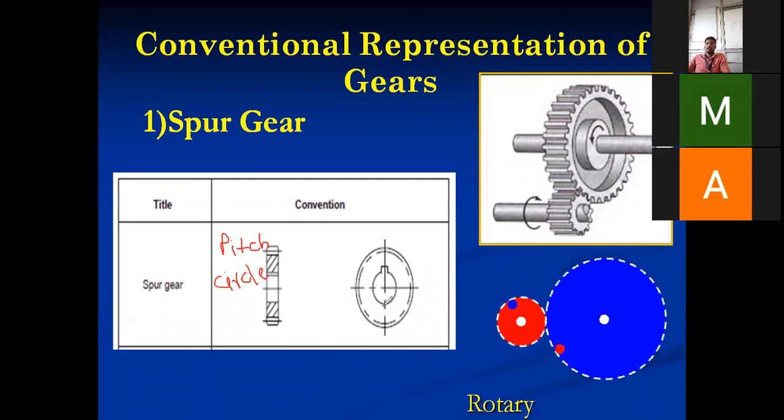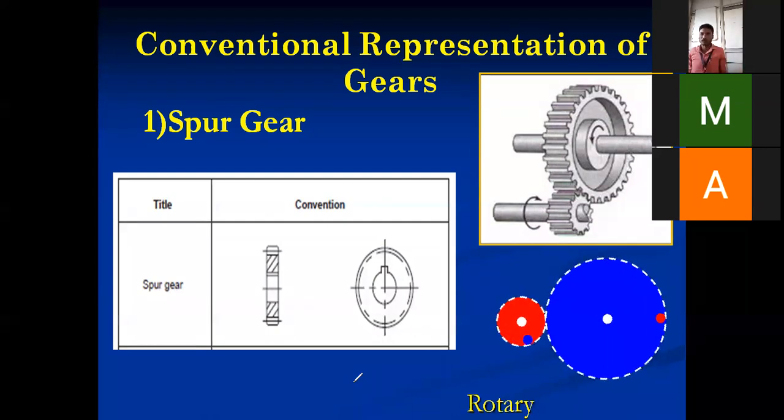So how many things have I told related to spur gear? What is spur gear? To whom should we call a spur gear? I will not ask what is gear; before that, I will ask what is spur gear. Teeth are cut parallel to the shaft axis. Very good. And what is pitch circle? P-I-T-C-H.